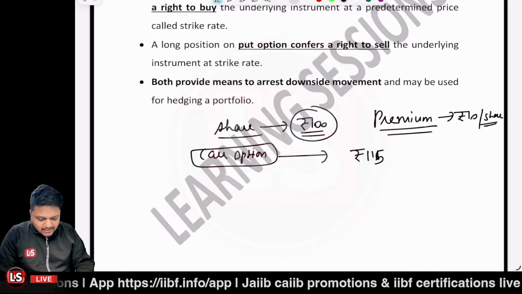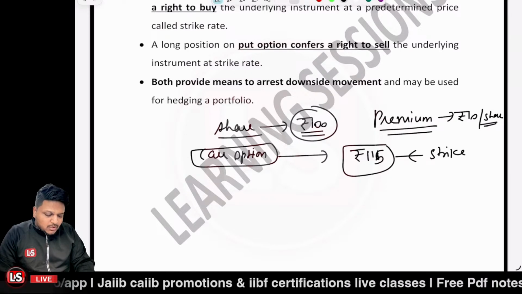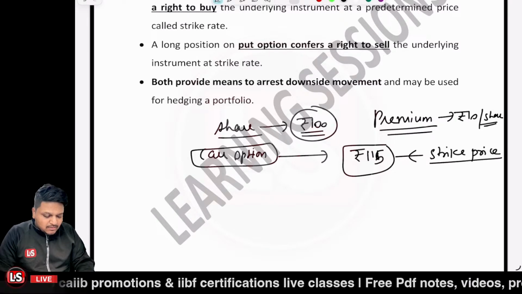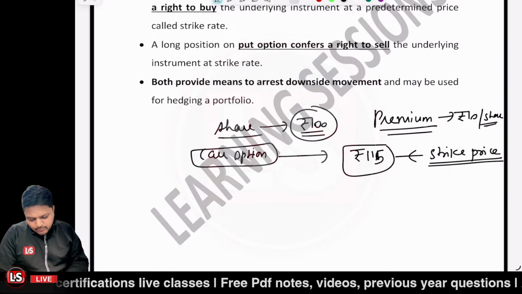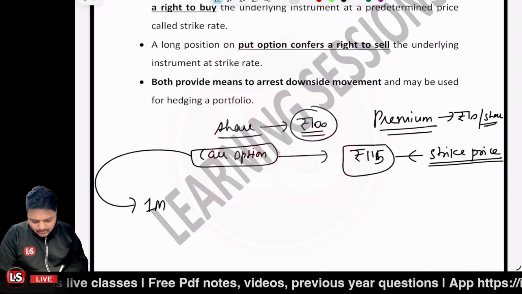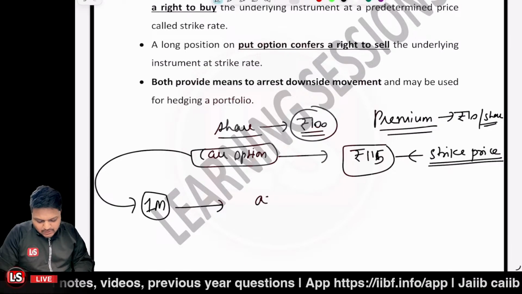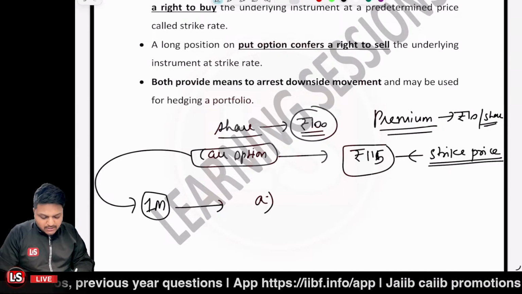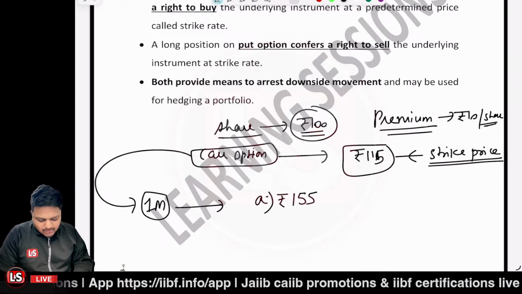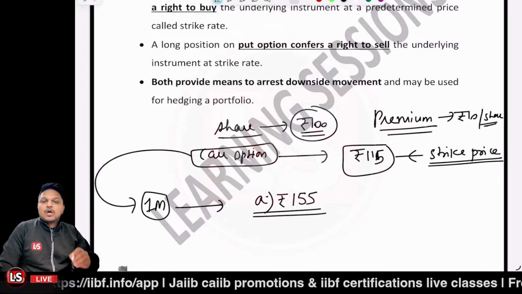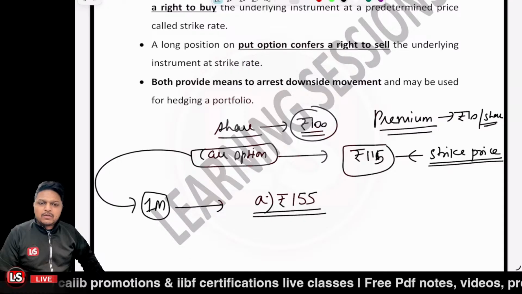So 115 would be the strike price, the price at which the option can be exercised, right? Now let's say the option has maturity after 1 month, right? And on the date of maturity, the market value of the share is rupees 155. The market value is 155. Now, would that be favorable to us or not? Any idea related to it?